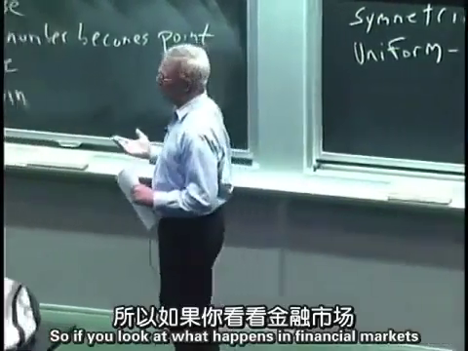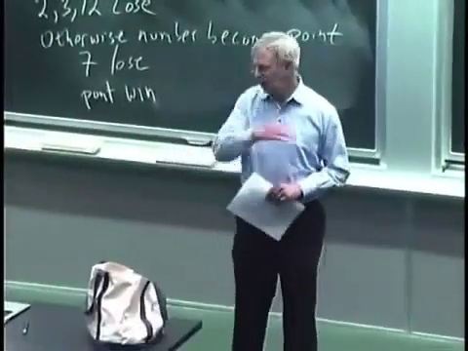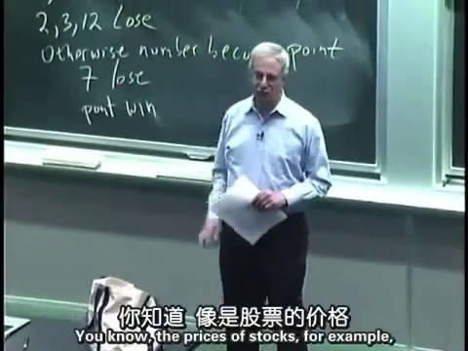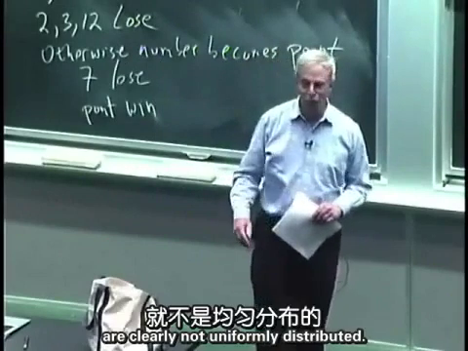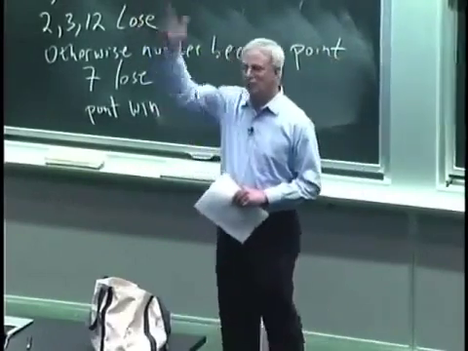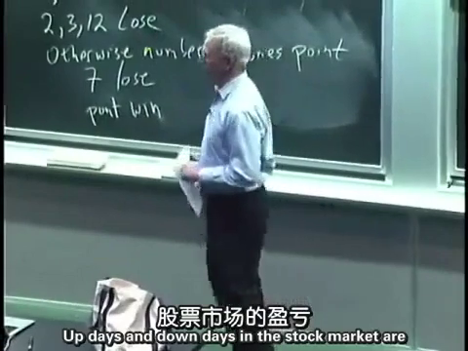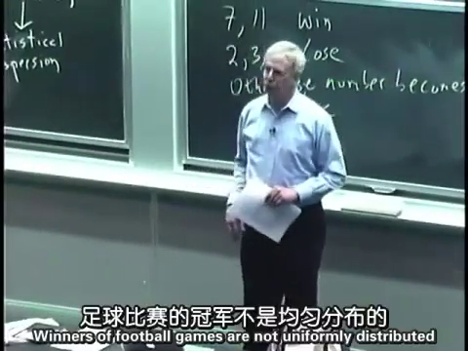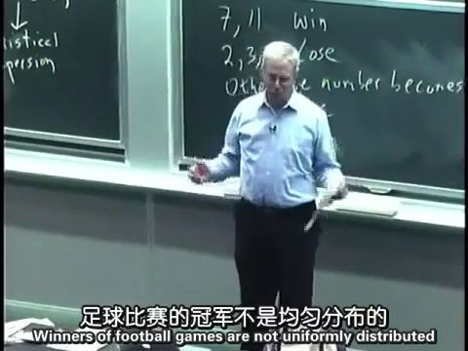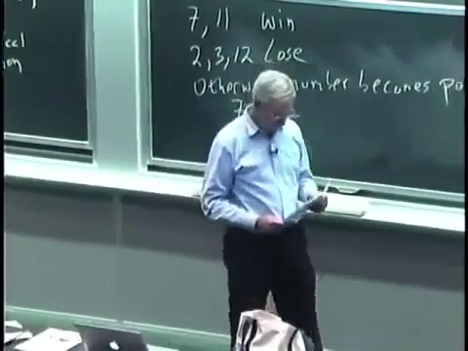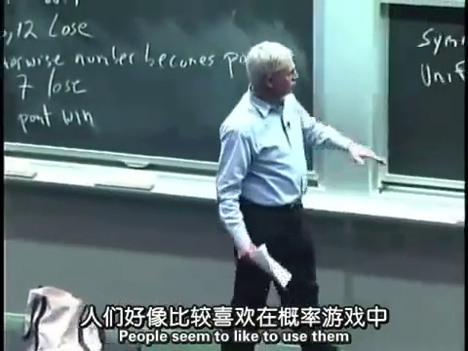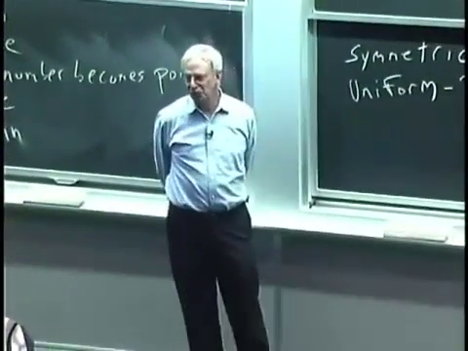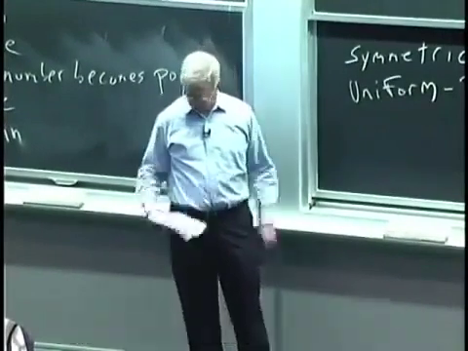So if you look at what happens in financial markets, none of the interesting distributions are uniform. You know, the prices of stocks, for example, are clearly not uniformly distributed. The up days and down days in the stock market are not uniformly distributed. Winners of football games are not uniformly distributed. People seem to like to use them in games of chance because they seem fair, but mostly you see them only in invented things rather than real things.